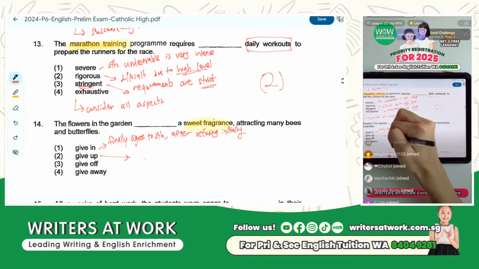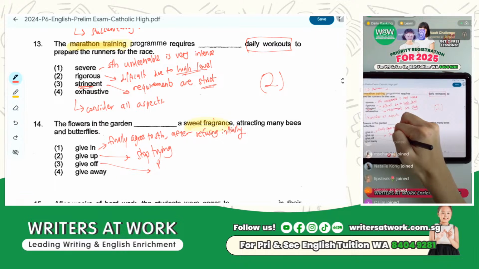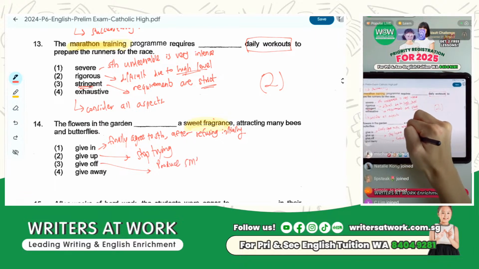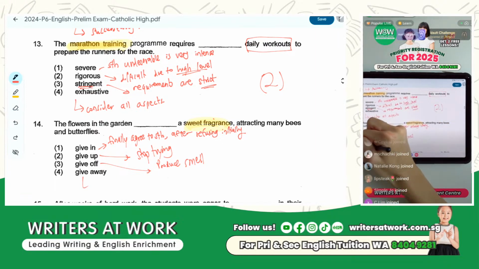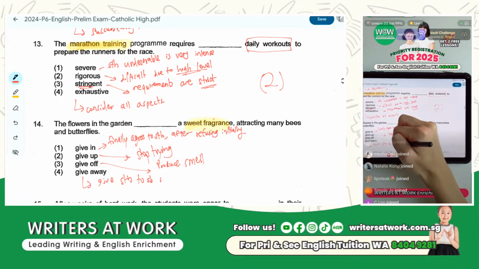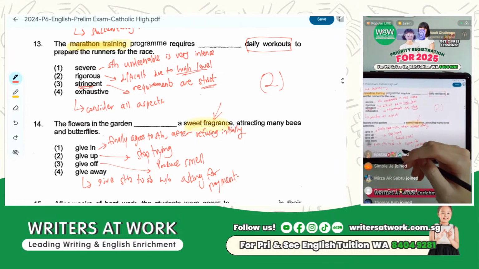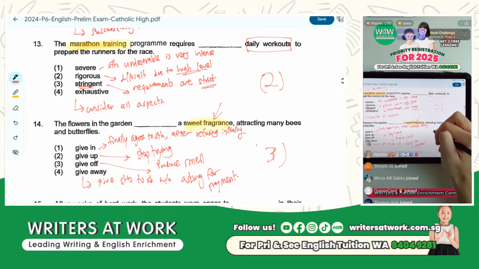When you give up, it means you stop trying. Give off means you produce a smell, while give away means that you give something to somebody without asking for payment. Okay, so the fragrance here is referring to a smell. So the closest answer is number 3. You give off the thing. Okay.